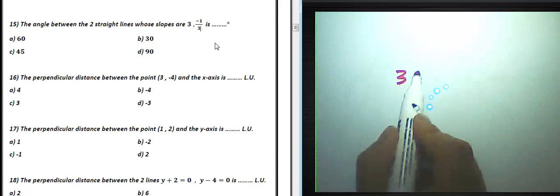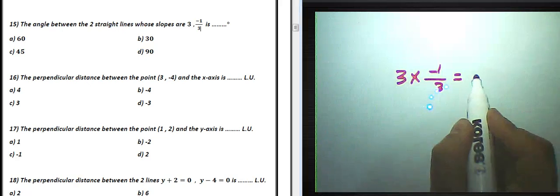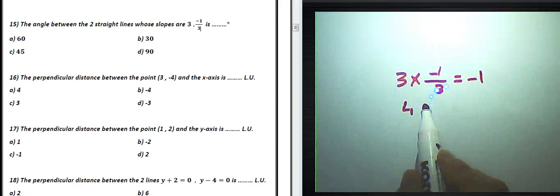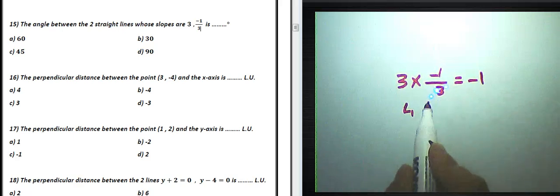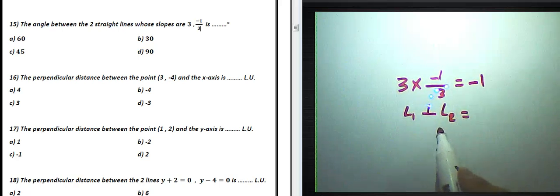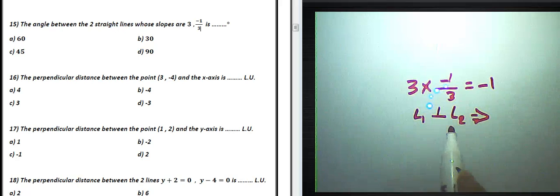If you find the multiplication of 3 and negative 1 over 3, the product will be negative 1. Then slope 1 times slope 2 equals negative 1, meaning L1 is perpendicular to L2. Straight line 1 and straight line 2 will be perpendicular. L1 perpendicular to L2 means the angle between them equals 90 degrees. He asked about the angle between two straight lines, and the angle between them equals 90 degrees.